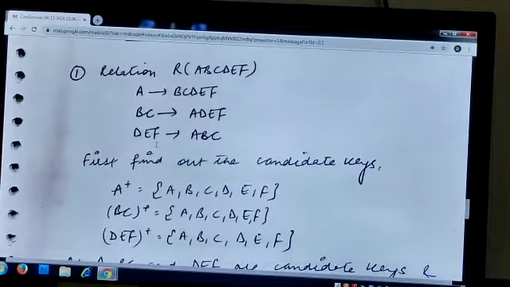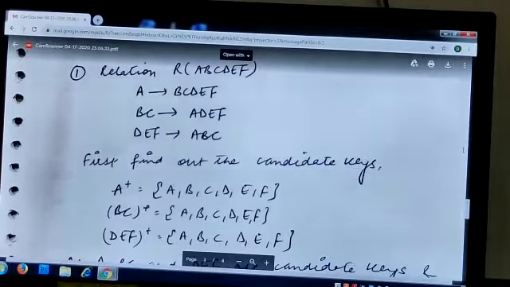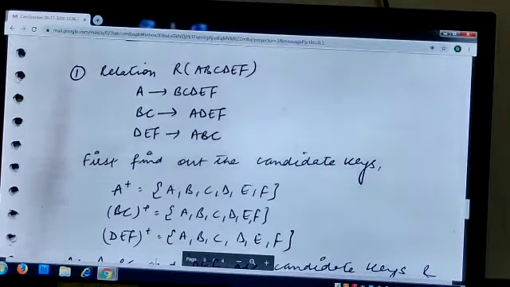Similarly, D, E, F is also a candidate key. As you can see, D, E, F can definitely be found using themselves, and A, B and C are dependent on D, E, F. It means we have these three candidate keys for our relation R.